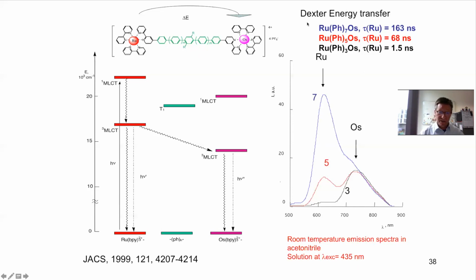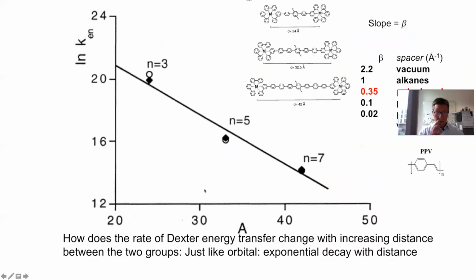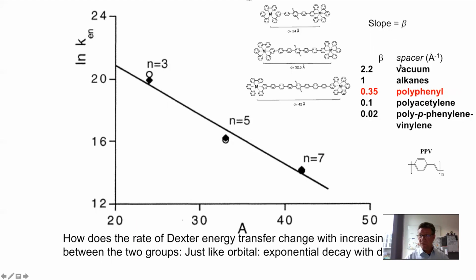In this case, they studied the efficiency of the Dexter energy transfer, or the rate of the Dexter energy transfer, as a function of the medium in between the two units. If we do that, then we can actually determine this beta factor. If you take the natural logarithm of the rate and plot it against the distance between the two chromophores, then the slope of this plot gives you the beta factor. So the beta factor tells you how the rate decreases if you increase the distance.